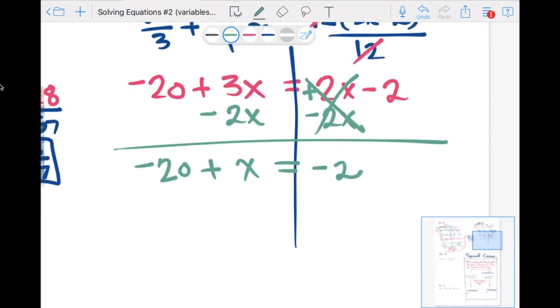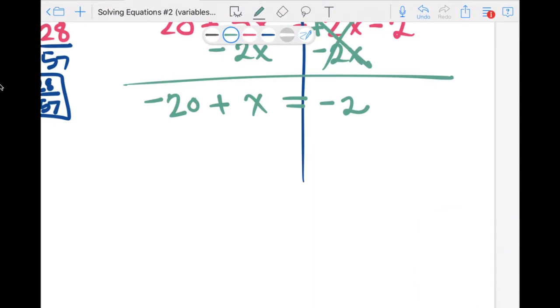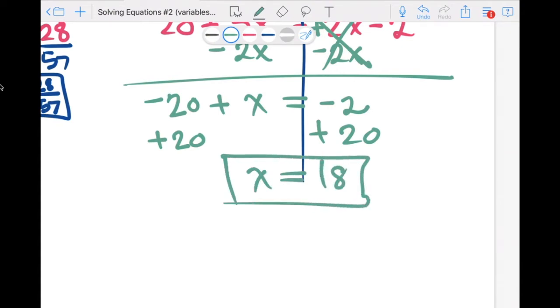Now, what's keeping x from being isolated is that negative 20. So to get rid of it, we're going to add 20. Whatever I do to one side, I do to the other. And although the question itself was super messy, you actually had a not so messy answer.